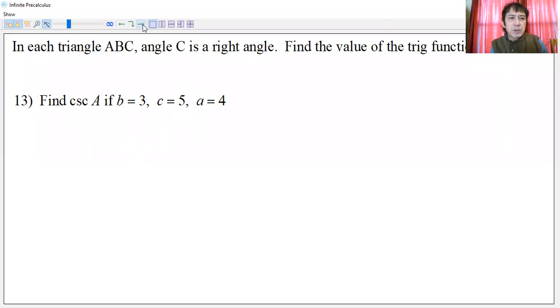Okay, here's the next. In each triangle ABC, angle C is a right angle. Find the value of the trigonometric function indicated. All right, find the value. So we don't have a drawing here, so we shall do the drawing. So we shall have a drawing here. All right, so B and then A, it looks like this.